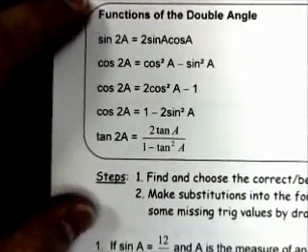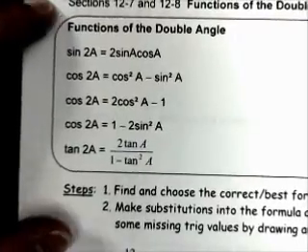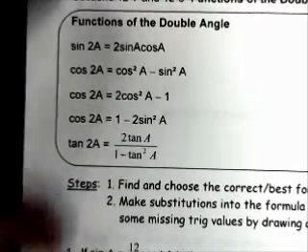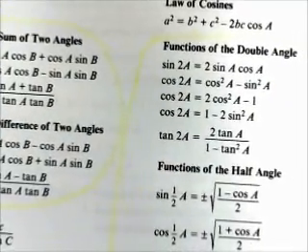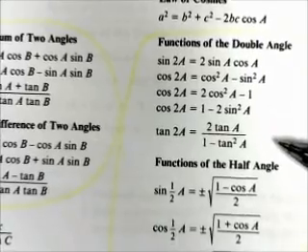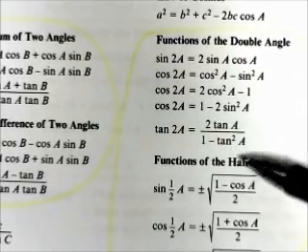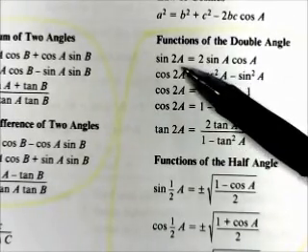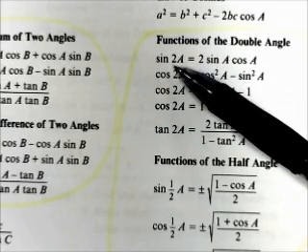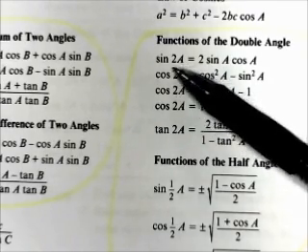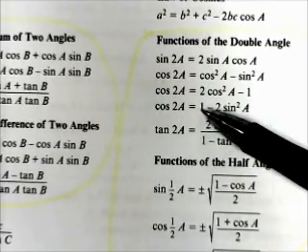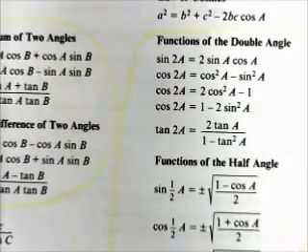All right, so we have functions of the double angle. And this is here on the printed page of your notes packet. And it's also, if I bring in the reference sheet, here on the right-hand side of our reference sheet, functions of the double angle. So we have the sine of 2A, the cosine of 2A, there are 3 different formulas to choose from for that, and the tangent of 2A.